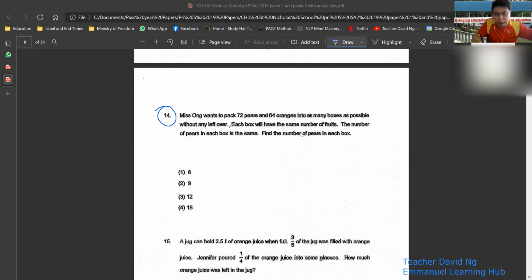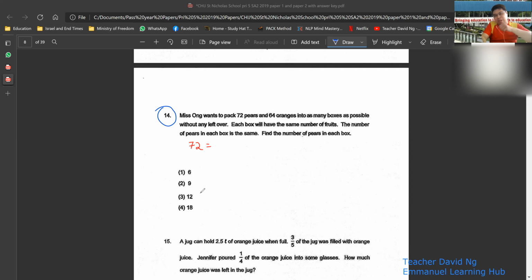Miss Ong wants to pack 72 pears and 64 oranges into as many boxes as possible without leftover. Each box will have the same number of fruits. The number of pears in each box is the same. Find the number of pears in each box. So what you can do is, 72 pears, you can create your prime factorization.